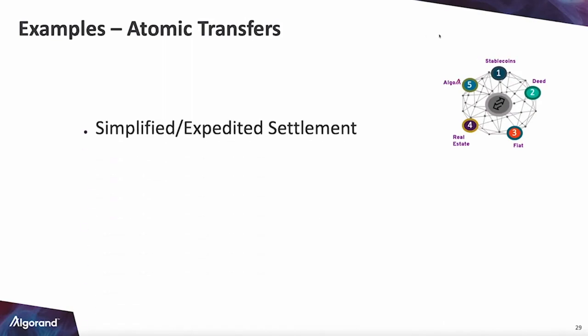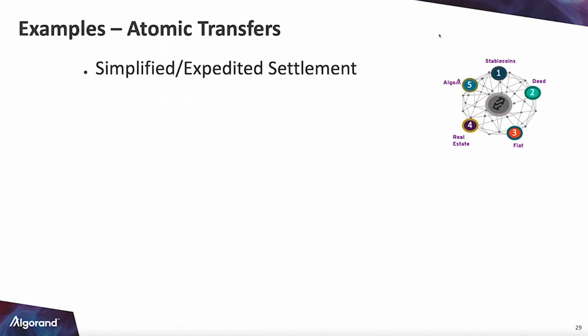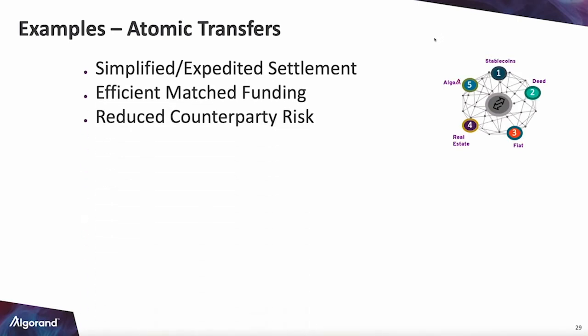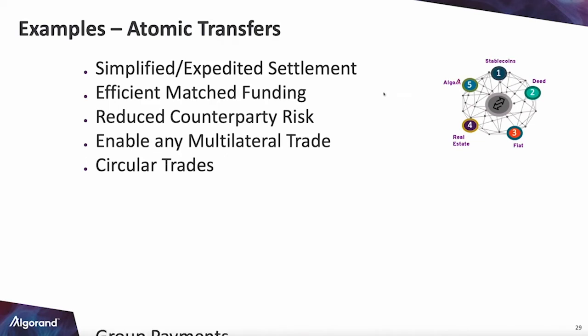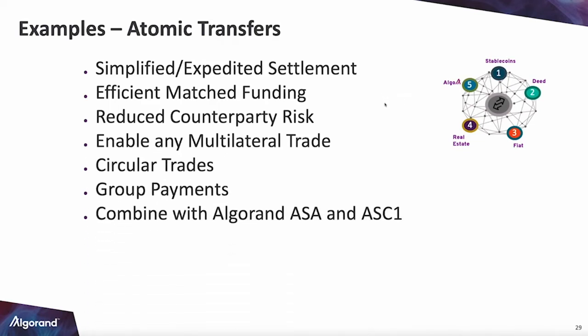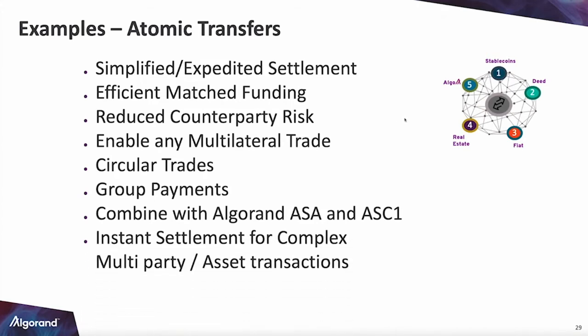So examples of atomic transfers might be simplified or expedited settlements. You have things like efficient matched funding, and reduced counterparty risk as a result of this. It enables any multilateral trade, circular trades as well, group payments, and you can combine Algorand ASA and smart contracts together. And really, instant settlement for complex multi-party asset transactions, as well as it facilitates distributed payments.